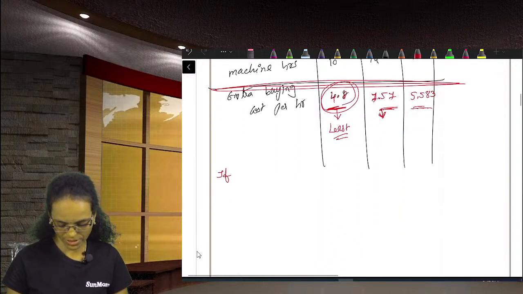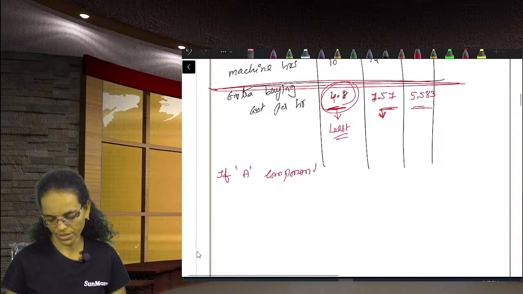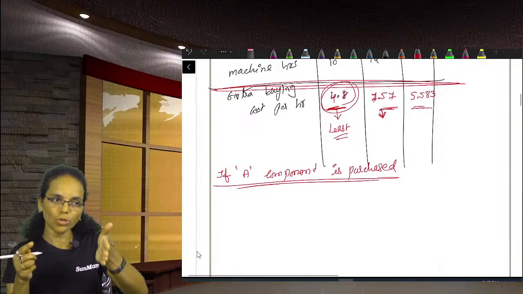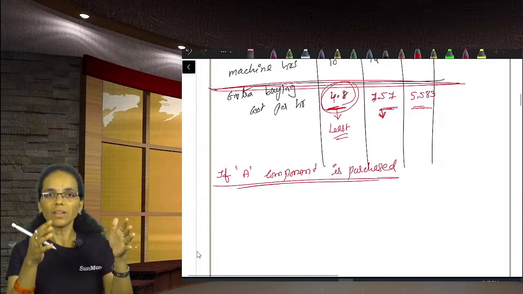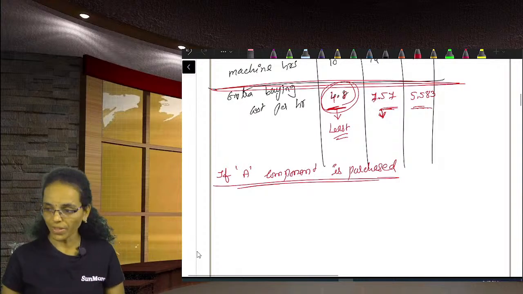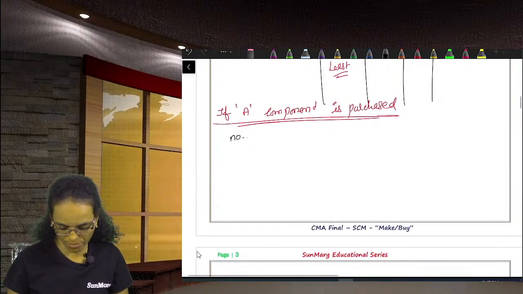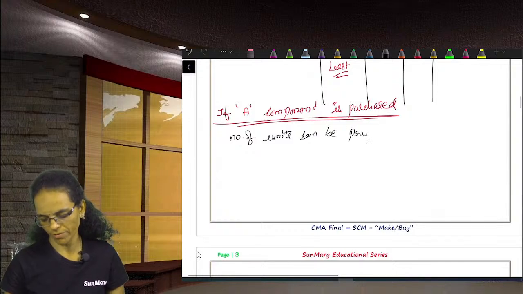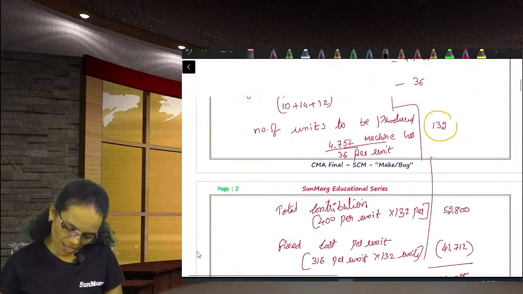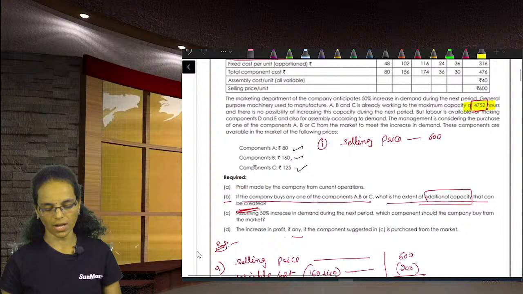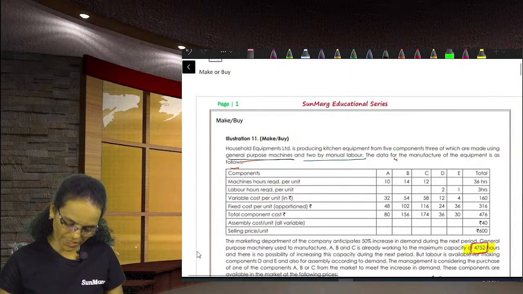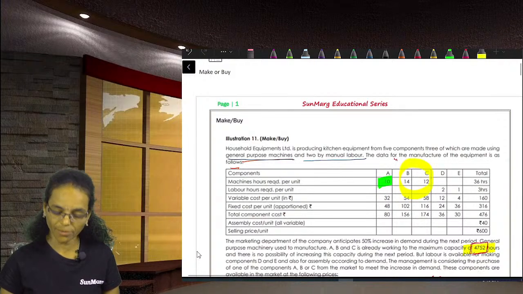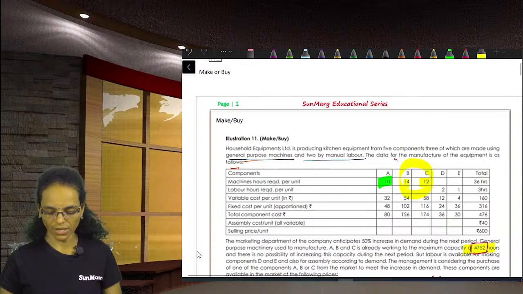If component A is purchased, let us assume I am purchasing component A, it means I am not utilizing the machine hours for component A, so B and C only I am manufacturing in-house, right? So how many units can be produced? I have 4,752 hours, and since I am purchasing component A from the external market, I am utilizing those 4,752 hours for product B and product C only, that is 14 plus 12, 26 hours.